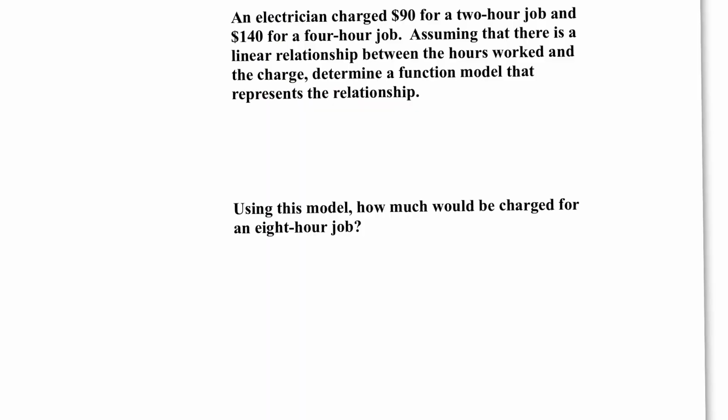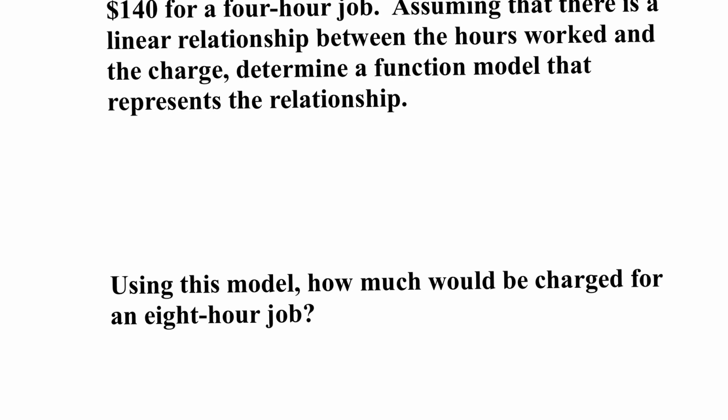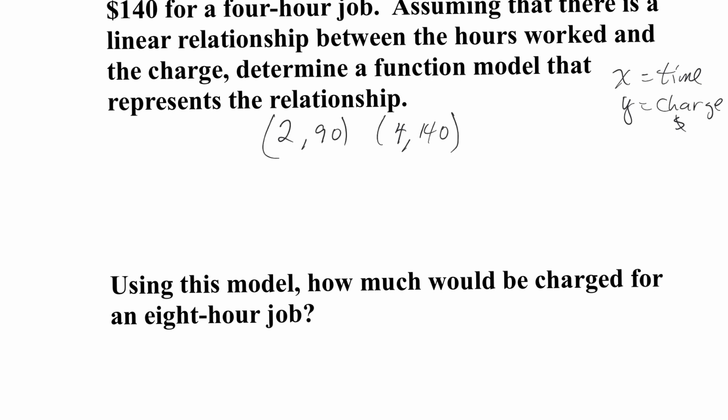Okay, now this one can get a little bit interesting because an electrician charges $90 for a 2-hour job and $140 for a 4-hour job. Assuming there's a linear relationship between the hours worked and the charge, determine a function model that represents the relationship. First thing I'm going to do is let time again be x and the charge be y, charge meaning dollars. Then we know that (2, 90) is a point on this linear relationship, and we also know that (4, 140) is also on this relationship.